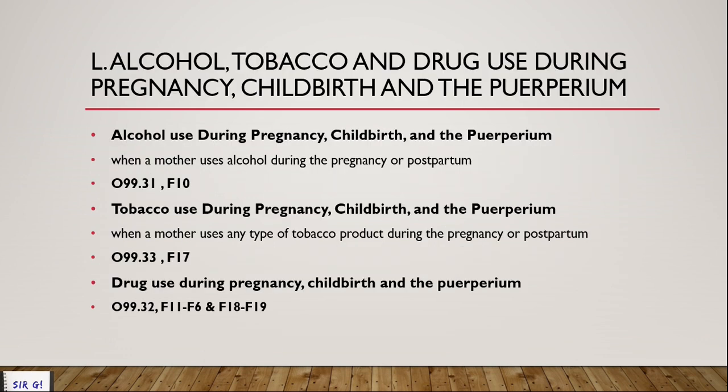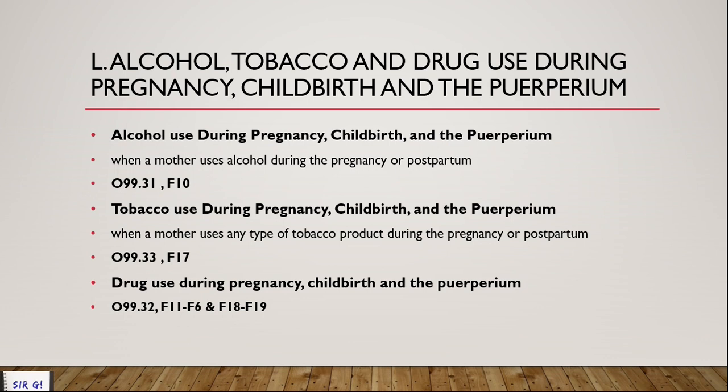Alcohol, tobacco, and drug use during pregnancy, childbirth, and puerperium. Guys, my reminder here: if the mother is still using alcohol during the pregnancy, your code is O99.31, and you need to have your code for the alcohol use, dependence, or abuse. Guys, we should not tolerate this one, because if you're pregnant, you should not be drinking any alcohol at all, because it's very risky for the baby. You should know that.